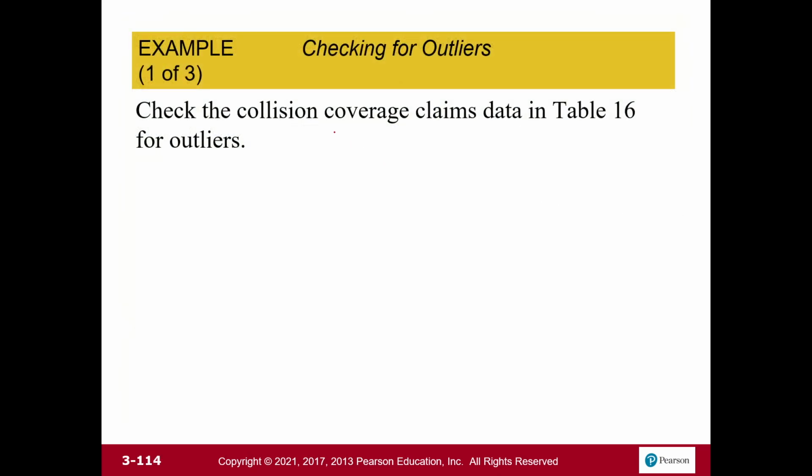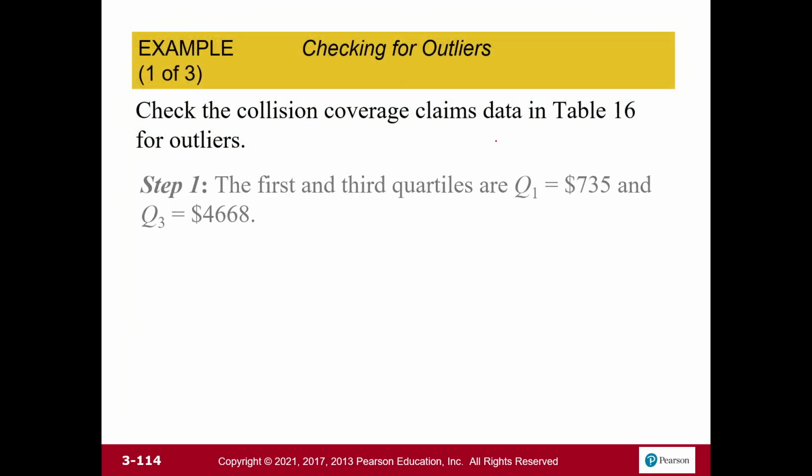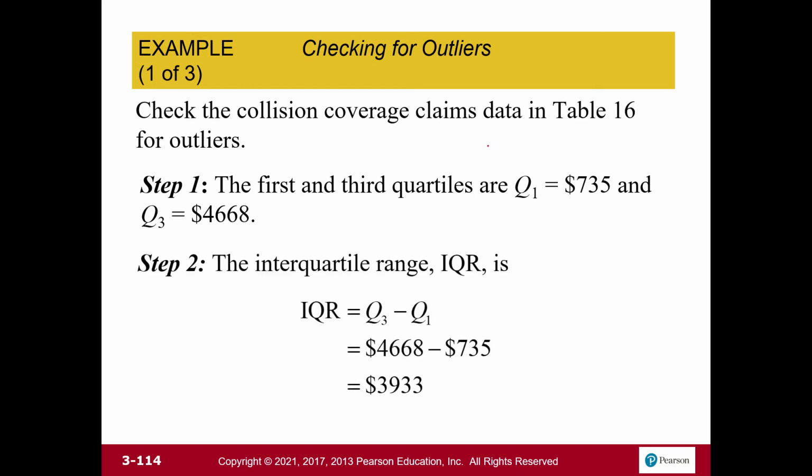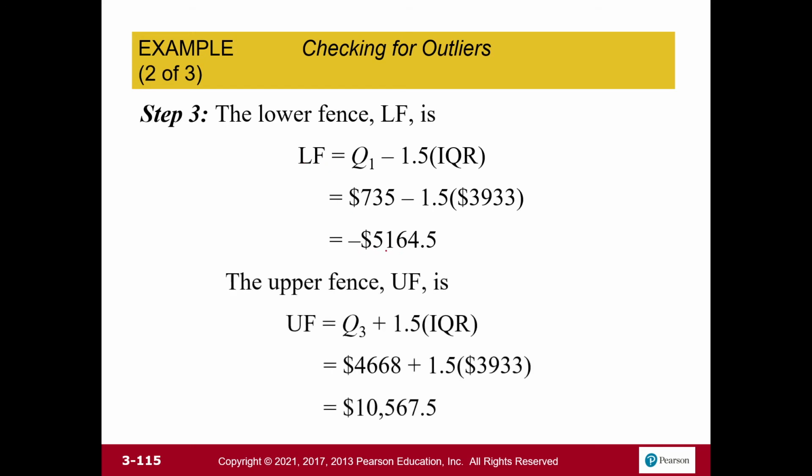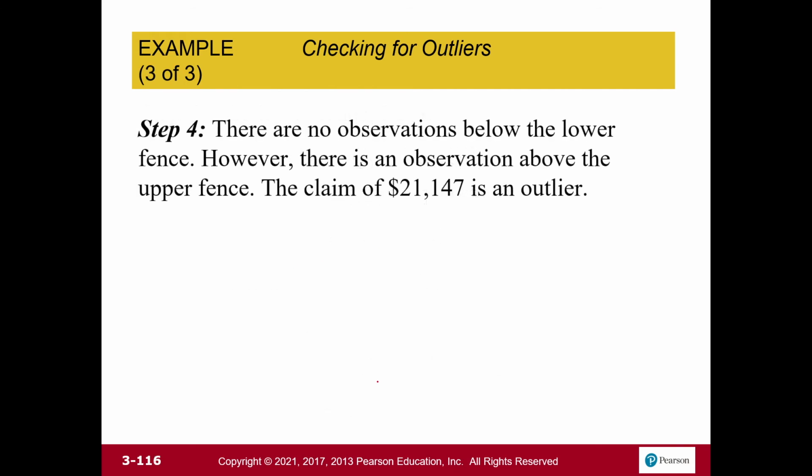So here it says check the collision coverage claims data for any outliers. And what they're going to do is build the two fences. The lower fence is already in the negative. The upper fence is in the 10,000s. And we did get an observation, 21,147, that was greater than the 10,000. So that value would be considered an outlier.